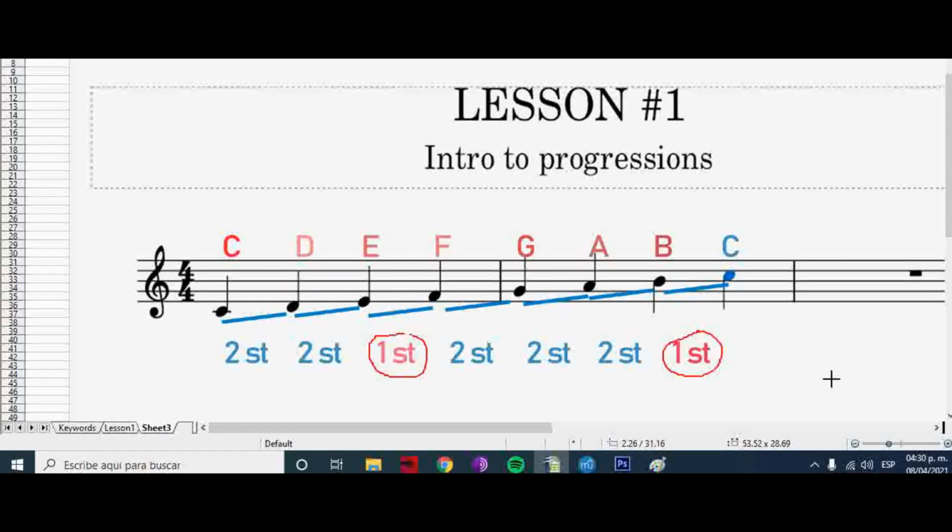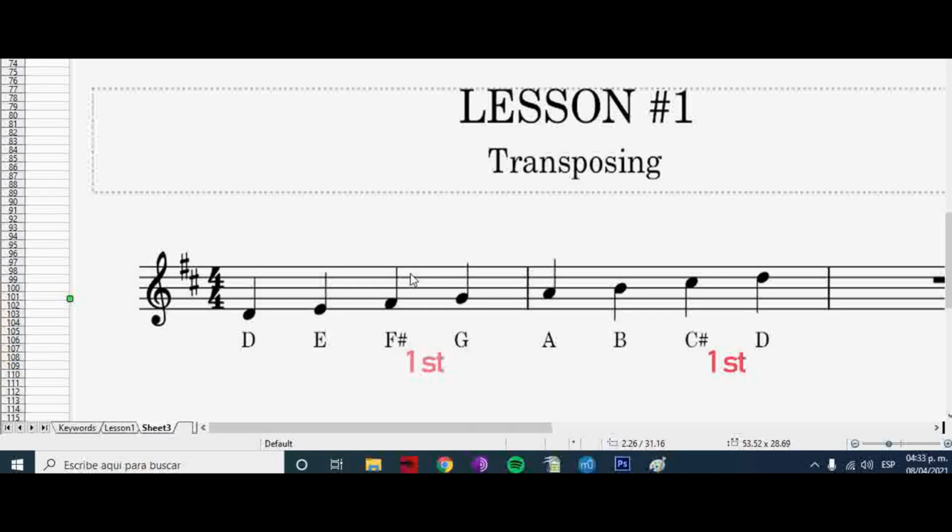Now we are going to take a step further. Keeping in mind this idea, we can go ahead. Look here. It's the same pattern with these exceptions. Okay, we have here only 1 semitone. In this case we are beginning with D.